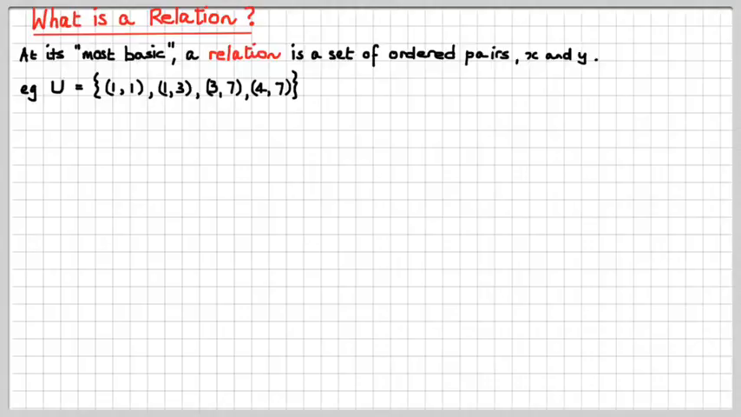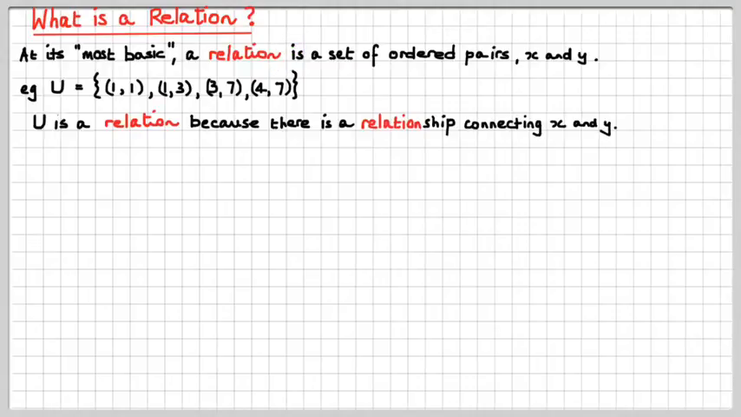Now, I better go through this in case you don't get all this fancy terminology. U is, curly bracket means the set of numbers, and we have these sets of numbers here. We've got (1, 1), (1, 3), (3, 7), and (4, 7). Okay, now that's a relation. That is a relation, because there is a relationship connecting x and y.